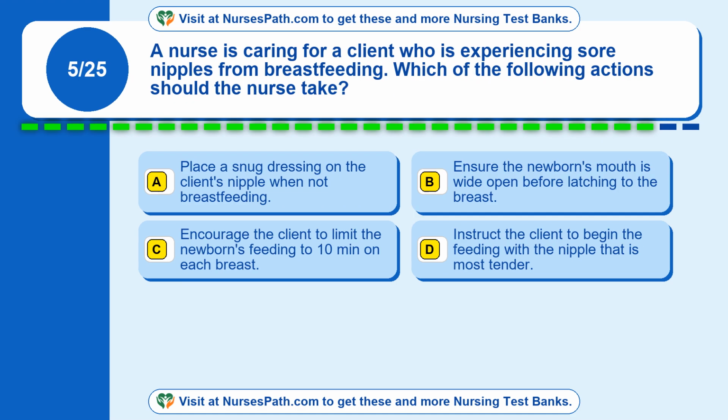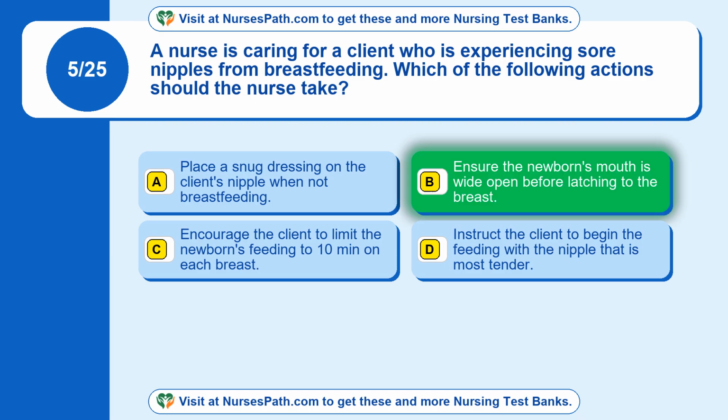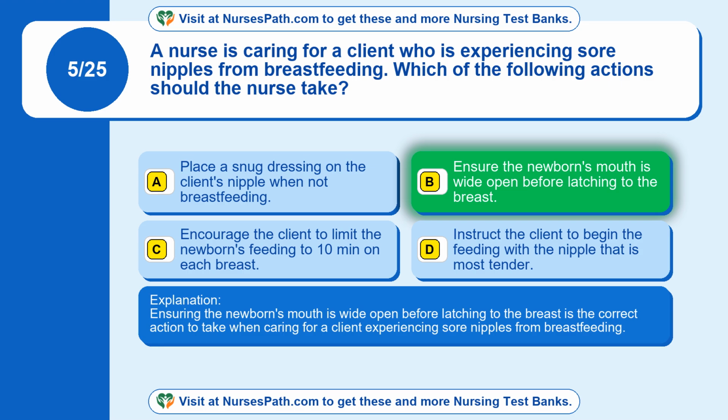Question 5. A nurse is caring for a client who is experiencing sore nipples from breastfeeding. Which of the following actions should the nurse take? Option A. Place a snug dressing on the client's nipple when not breastfeeding. Option B. Ensure the newborn's mouth is wide open before latching to the breast. Option C. Encourage the client to limit the newborn's feeding to 10 minutes on each breast. Option D. Instruct the client to begin the feeding with the nipple that is most tender. The correct answer is option B. Ensure the newborn's mouth is wide open before latching to the breast. This is the correct action to take when caring for a client experiencing sore nipples from breastfeeding.